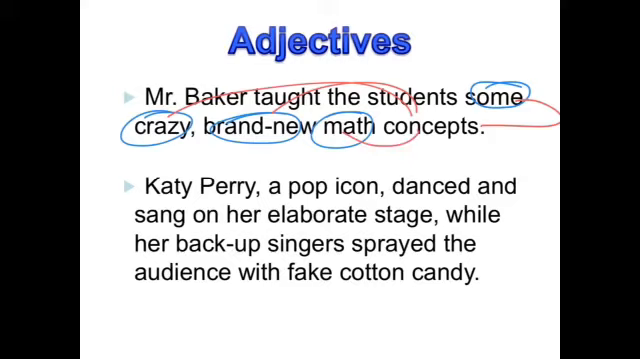Our next sentence. We saw this sentence before. Let's try it again. Whee! Katy Perry, a pop icon, danced and sang on her elaborate stage while her backup singers sprayed the audience with fake cotton candy. So what is going to be our first one? Adjective-wise, describing word, pop. And then our next one is her. Did you pick up on that one or did you miss it? I bet you missed it. If you did get it, high five yourself. Go you. Next one.